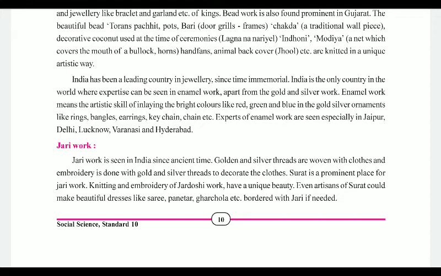Jari work is seen in India since ancient times. Golden and silver threads are woven with the clothes, and embroidery is done with golden and silver threads to decorate the clothes. Surat is the famous place for jari work. Knitting and embroidery of Jari-Zardozi work have a unique beauty. Even artisans of Surat could make a beautiful dress like a sari, with a border of jari if needed, and that becomes very famous.